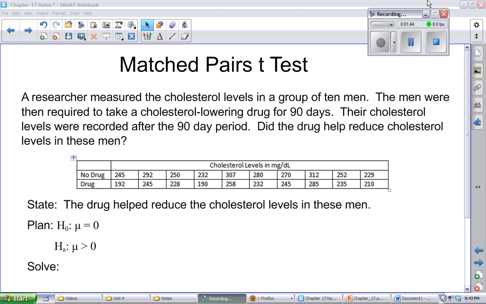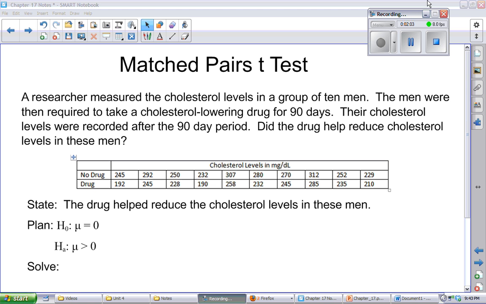positive or negative response? Our null hypothesis is always going to be equal to 0, meaning that if we take our no drug, subtract our drug, we would get 0, meaning that they are identical numbers, that there is no difference between the two. Our alternative in our situation is going to be greater than 0.